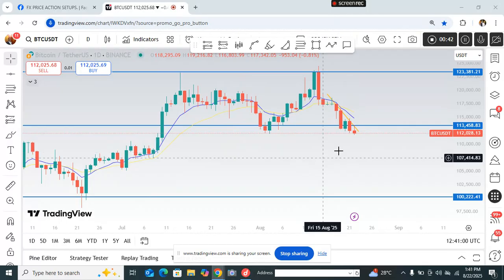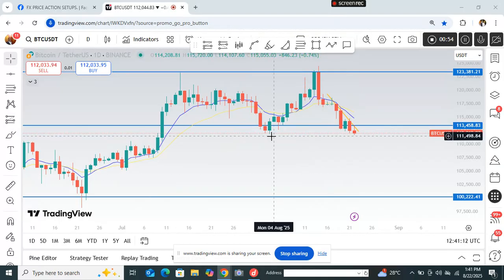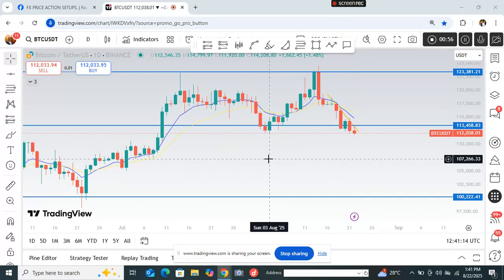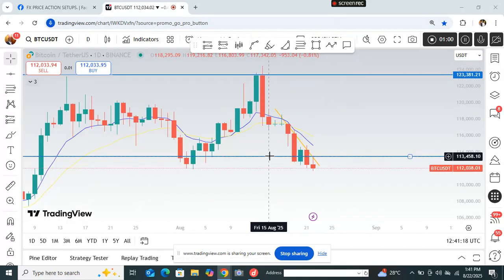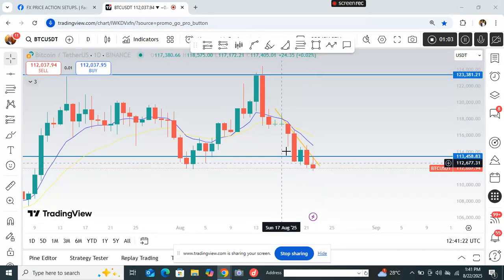The current price of 112,006.2 is a minor support, and we believe this minor support will be broken down and the price can drift down, and we have a target of this. So before we can conclude on this formation, we have a strong price action formation on the daily time frame.